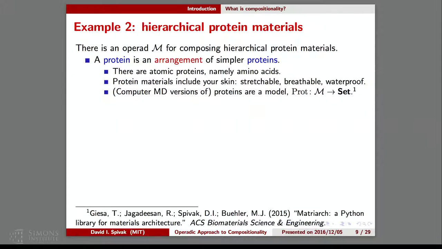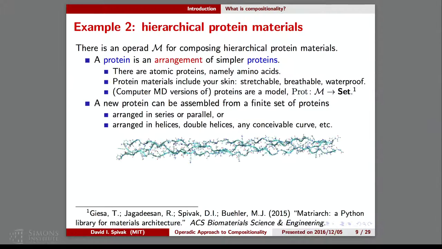In operadic theories, you don't need a base level. But if you have one, then typically scientists have liked those historically. And philosophers, I guess, like to have basic stuff. So amino acids are the basic ones. And protein materials are very complex things. They include your skin. And with molecular dynamics simulators, you can make an actual model of this algebra.